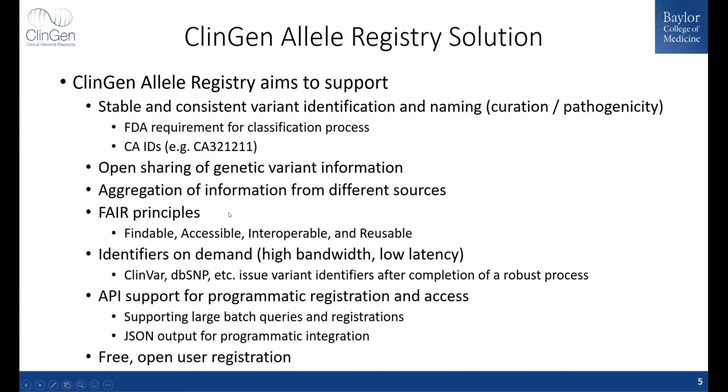So ClinVar and dbSNP issue variant identifiers, of course, but it's the completion of a more robust process. The Allele Registry, on the other hand, is accepting any valid identifier, any valid expression, to create the canonical allele identifier. We also provide API support for programmatic registration and access. In fact, everything that's possible to do on the UI with the Allele Registry is accomplished via the APIs. And so everything you can do is also possible on the programmatic end, and I'm going to show an example of that.